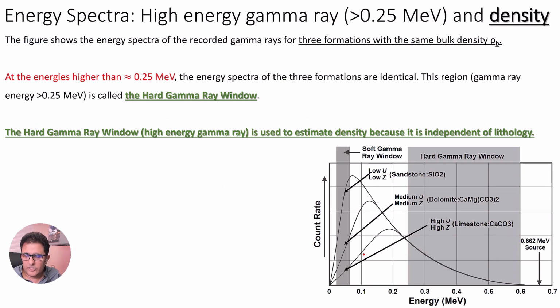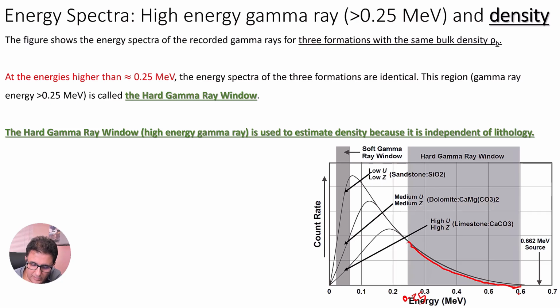So what you see here shows the energy spectrum for three lithologies: sandstone, dolomite, and limestone. And what you should notice here is that the density of these three formations is the same. So the bulk density is the same, but something that is different here is the lithology. Something that is interesting here, these three lithologies have identical energy spectrum from about 0.25 to about 0.6. And the three lithologies show the same trend, the same curve.